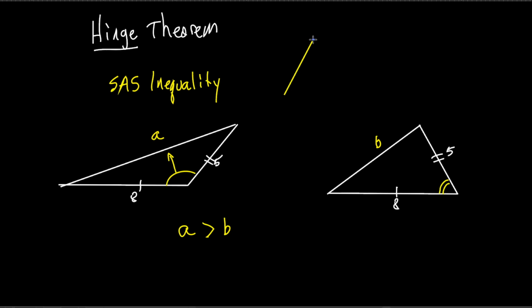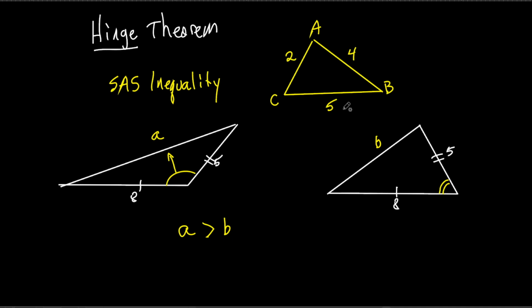Let me just remind you. Let's say we had a triangle that looks like this. And I said that this was 2, this was 4, and this was 5. Okay? Let's put ABC. So this is just one triangle, isn't it? Okay, this is one triangle.